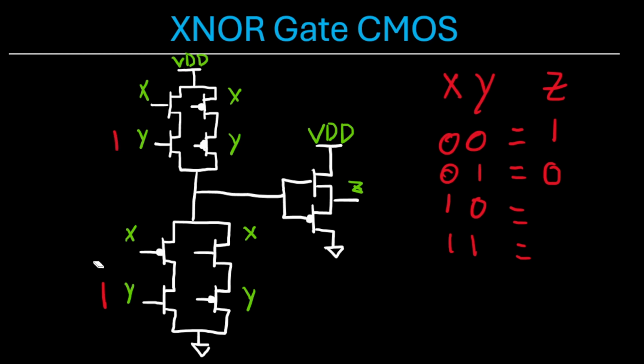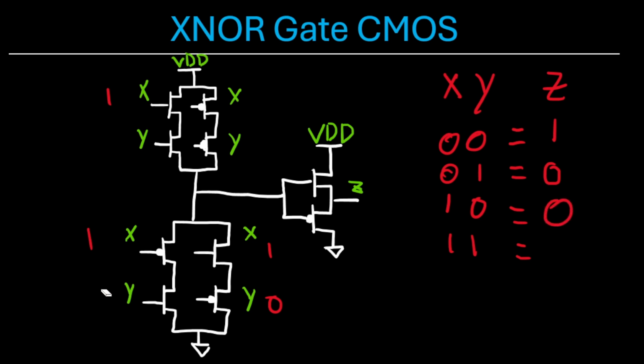Now on the flip side, if we input 1, 0, this NMOS is on, this NMOS is off, this PMOS is off, no connection made there. This PMOS is off, no connection. This NMOS is on, this PMOS is on. There's a connection from ground to the two gates of these transistors, which connects our output Z to ground, resulting in an output of 0.